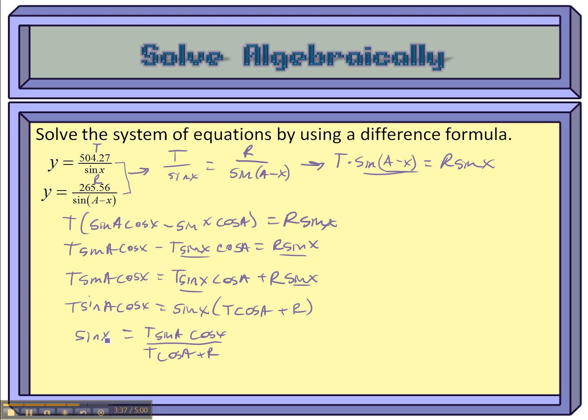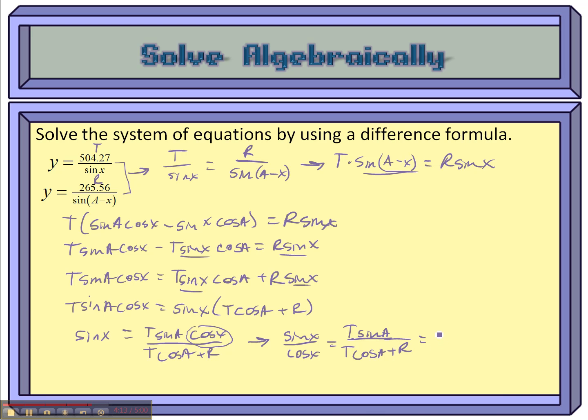Now one more step. I've got an x on this side and I've got an x on this side. I have to have them both on the same side, so I'm going to take this cosine x to the left side by dividing both sides by cosine x. So this becomes sine x divided by cosine x. And on the top, we're going to have the top times the sine of a over top cosine a plus the right side.